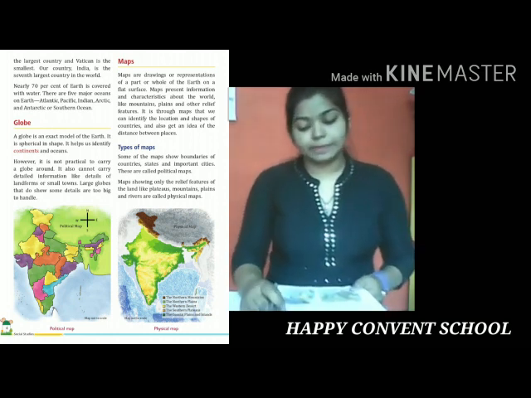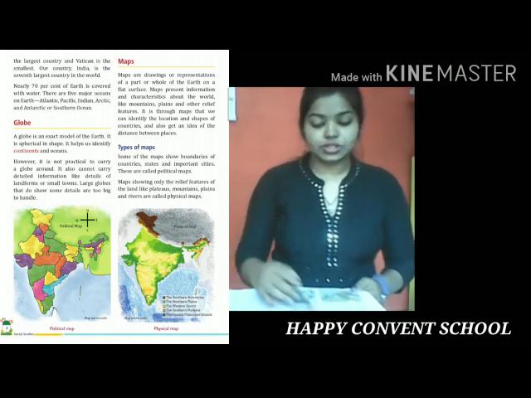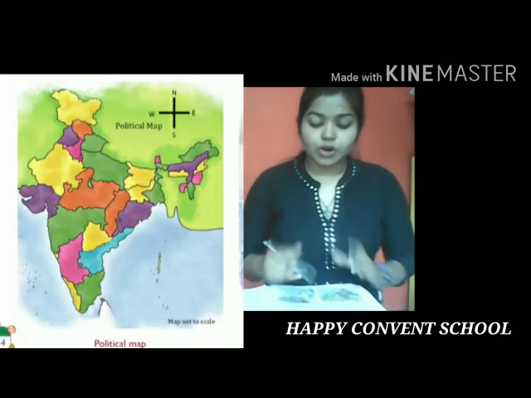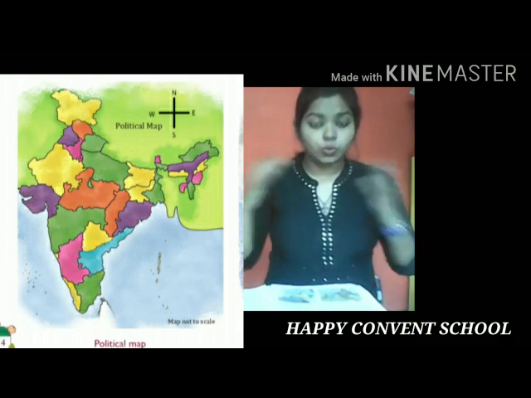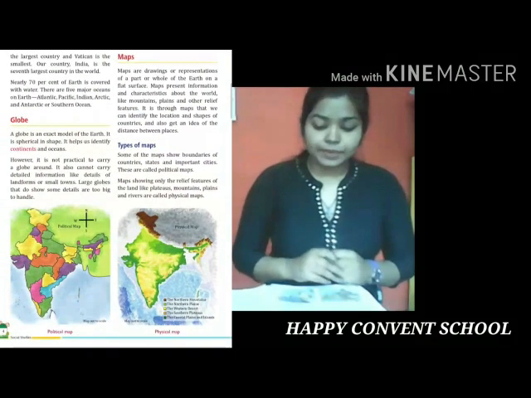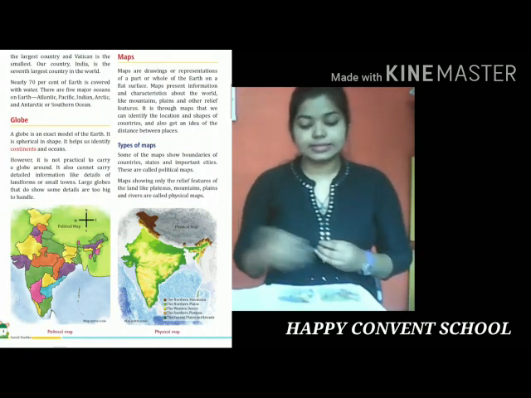Next topic is map. Maps are drawings or representations of a part or whole of the Earth on a flat surface. So when you draw or represent a part or whole of the Earth on a flat surface, we call it a map. Maps present information and characteristics about the world.